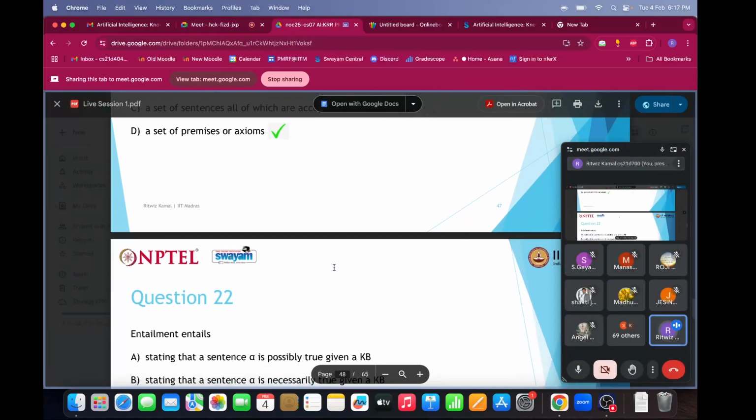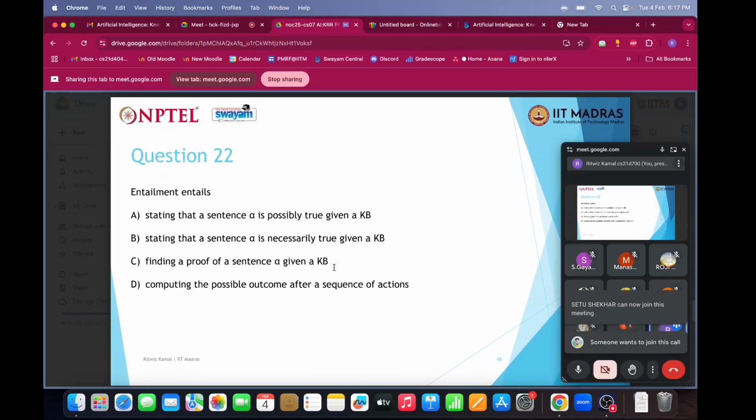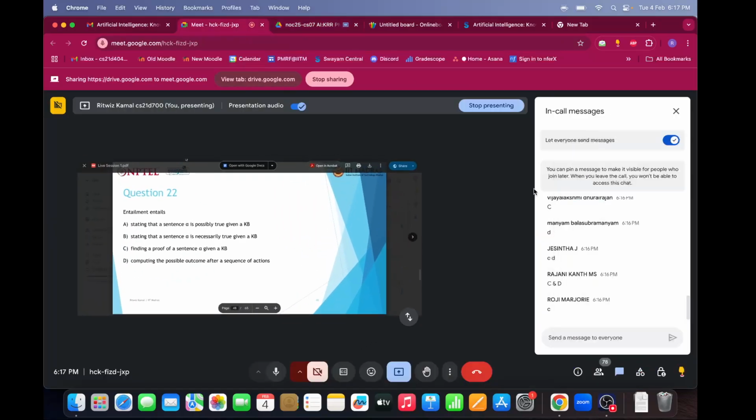So let's move on to question 22. So this brings us back to the discussion on entailment that we were having in the previous live session, right? So this asks, what is entailment? And which of these options do you think would be relevant to the concept of entailment? So this symbol over here is alpha, in case this might be difficult to read. So option A says that stating a sentence alpha is possibly true given a knowledge base, and similarly for the other sentence. So which of these do you think would be true?